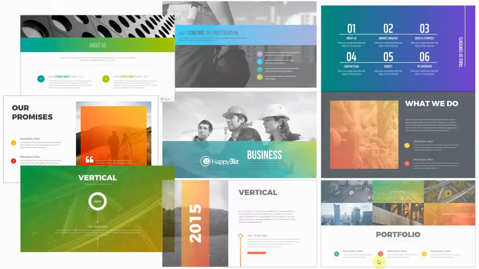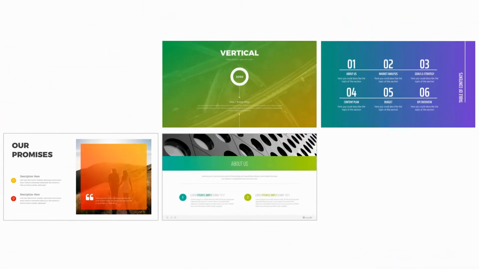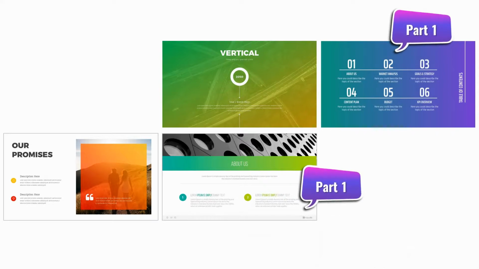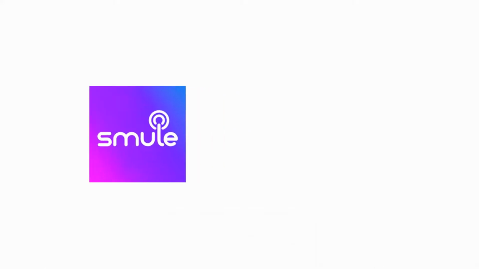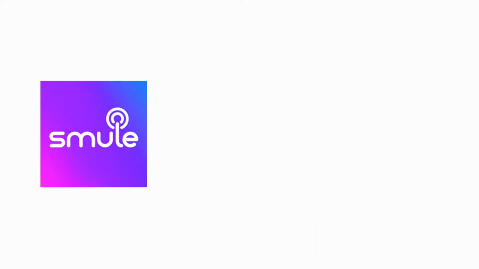So these are the 4 slides that we will be working on. Out of these, the 2 slides that you can see right now, we are going to cover today. The remaining 2 we'll cover in the next part. So today we are going to mainly see how to work with gradients, and transparency we'll work on in the next class. So I'm taking this Smule logo here as a reference and we are trying to recreate this gradient.